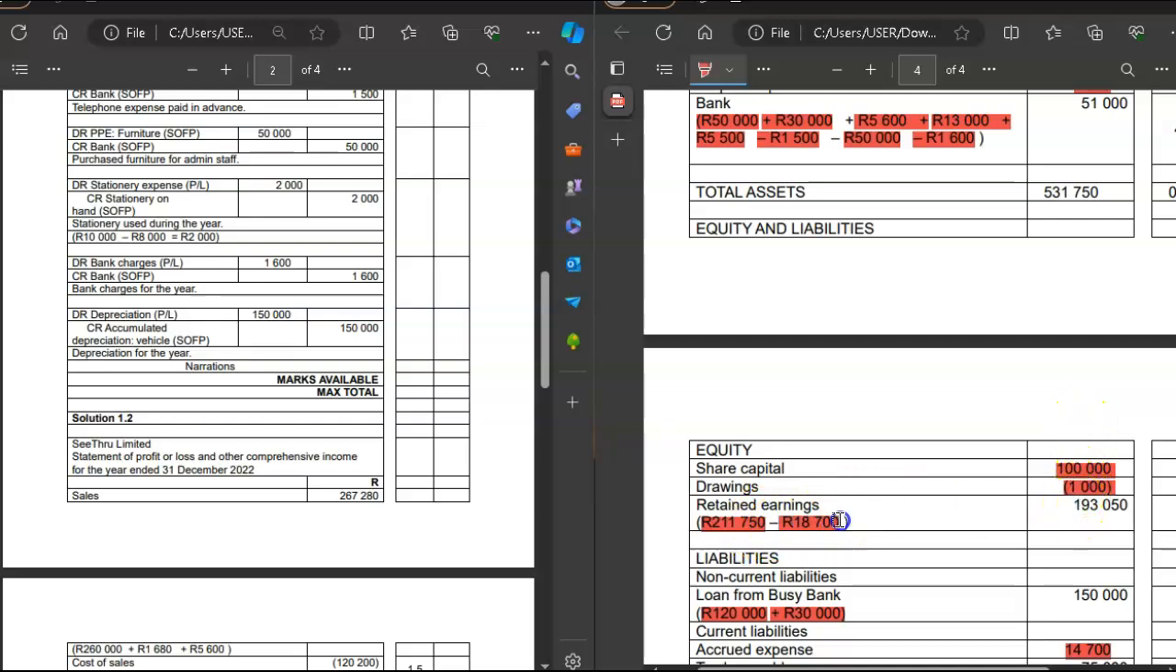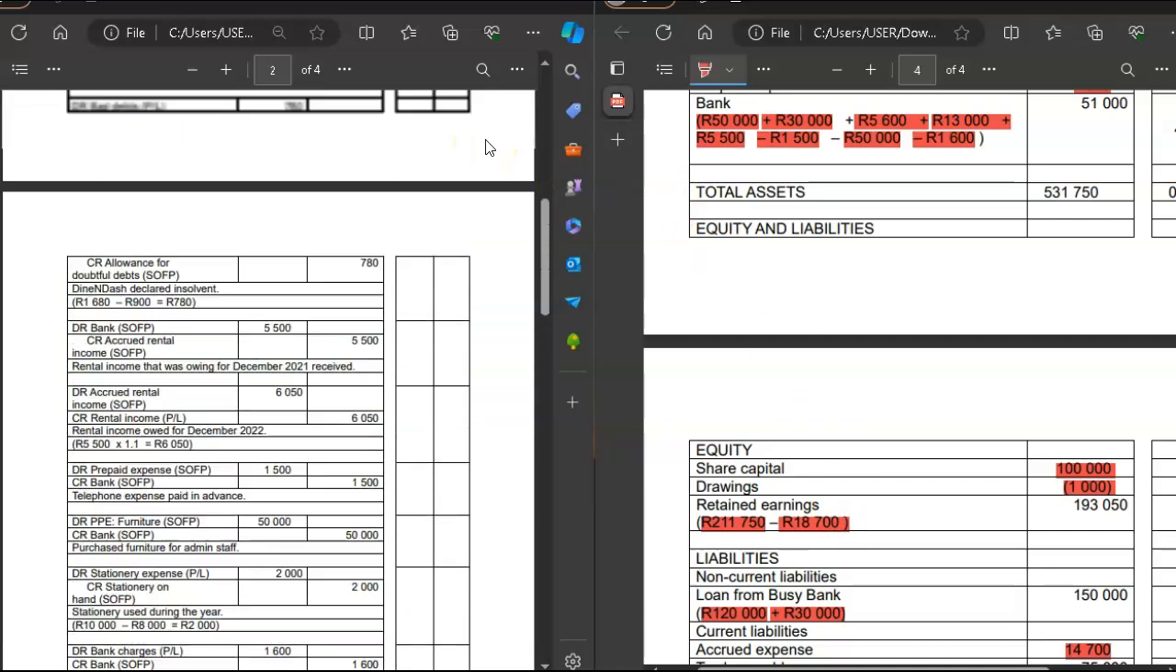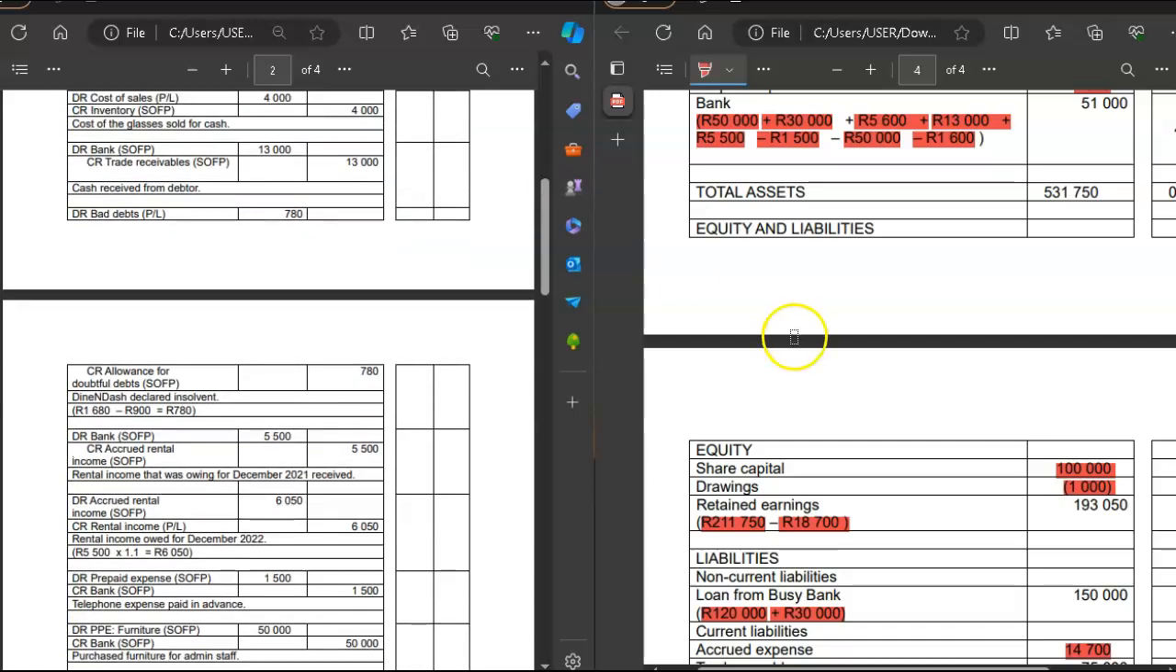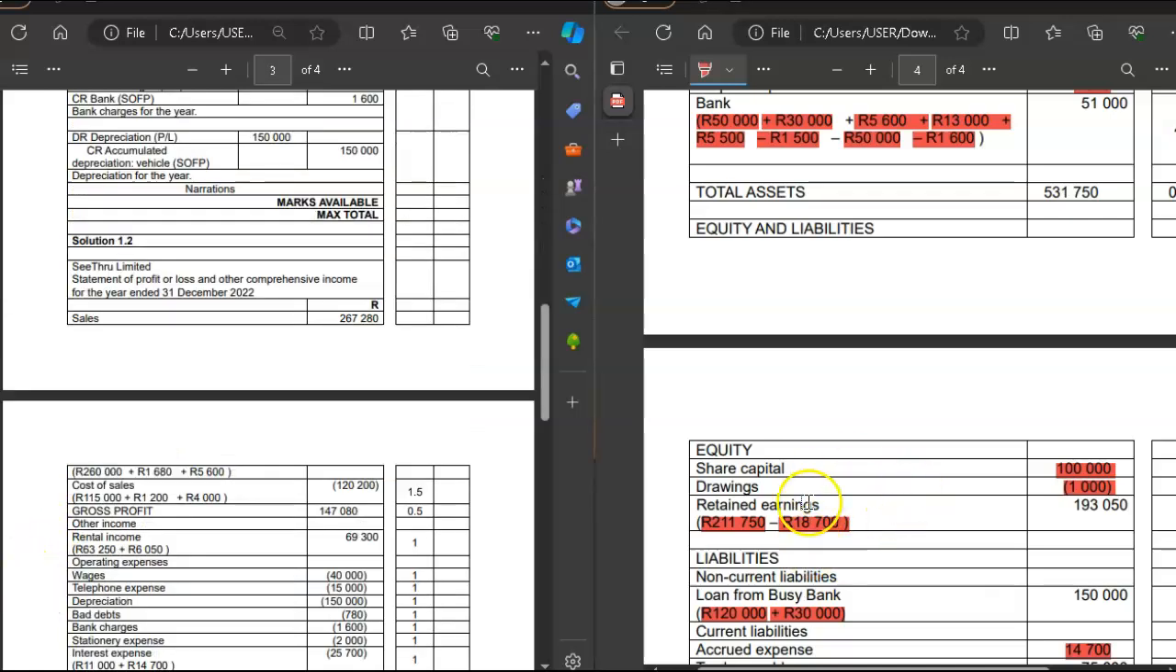Oh yeah, I told you. Retained earnings, this minus 18,700. This is drawings, huh? We did it before. I told you drawings, debit drawings. So you'll see minus 18,700. Oh no, wait, debit. Now wait, retained earnings. Yes, I forgot to tell you this, right? So where does 18,700 come from?